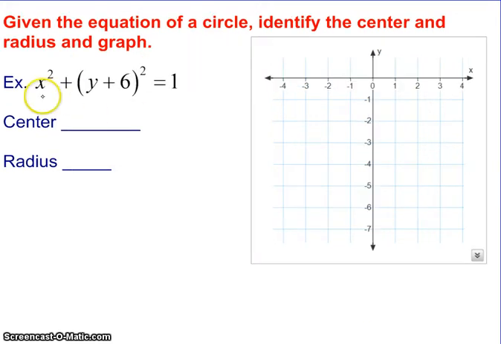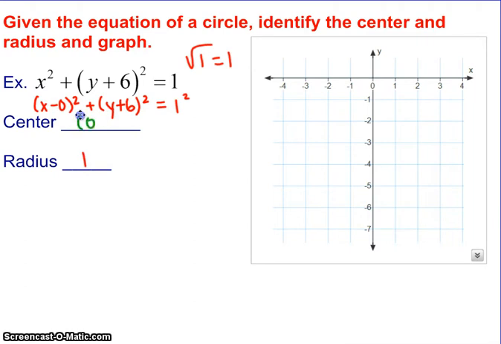Alright, now with this one, I'm going to rewrite it. (x minus 0) squared plus (y plus 6) squared equals, and then what is the square root of 1? Well, the square root of 1 is still 1, so this would be 1 squared. So my radius is 1 unit, and my center is at (0, negative 6).